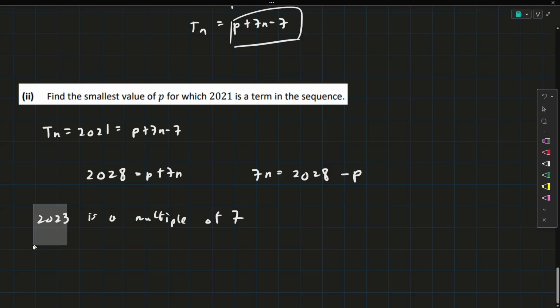And if we went any lower than that, that would make p bigger, but we want the smallest value of p. So what we end up getting is that p is equal to 5 in order to make that true. And the reason for that is because 2028 minus 5 gives us 2023. If we make p bigger, we can get a different multiple of 7, but this is the smallest value for which it will work.